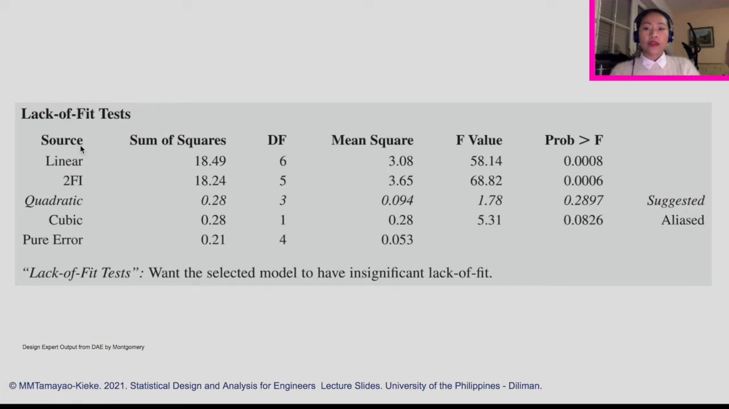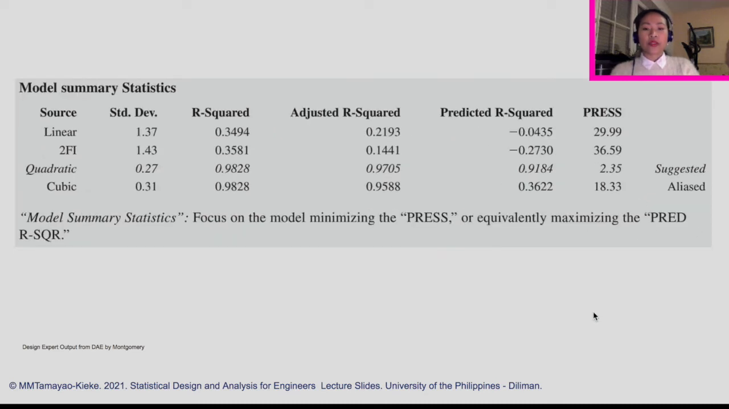Then there's also a part in the Design Expert output on lack of fit tests. Basically, you want the selected model to have insignificant lack of fit. As you can see, the cubic and the quadratic would have insignificant lack of fit at, say, 5% significance level. However, we note that cubic is aliased, so the quadratic is again suggested based on this test.